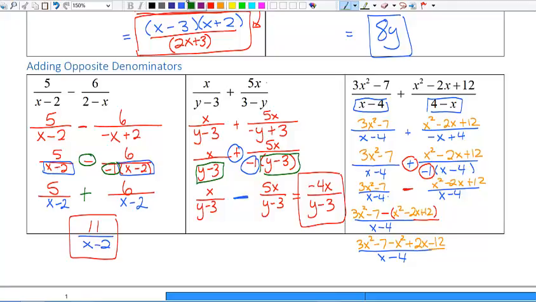Next, I will combine like terms. 3x squared minus 1x squared is 2x squared. And the x's, I only have one term of x's, that's 2x. And then negative 7 minus 12 more is negative 19. Now that numerator does not factor, so this is our final answer.